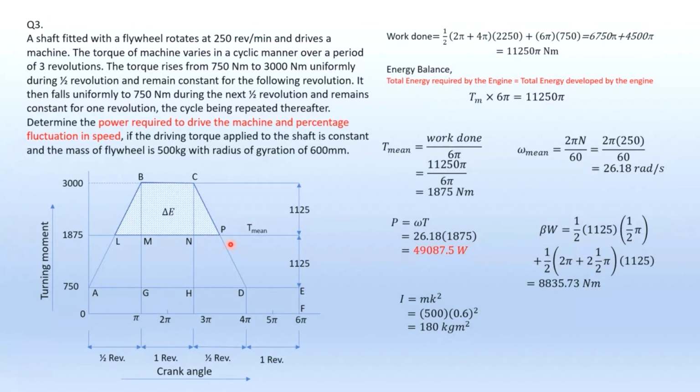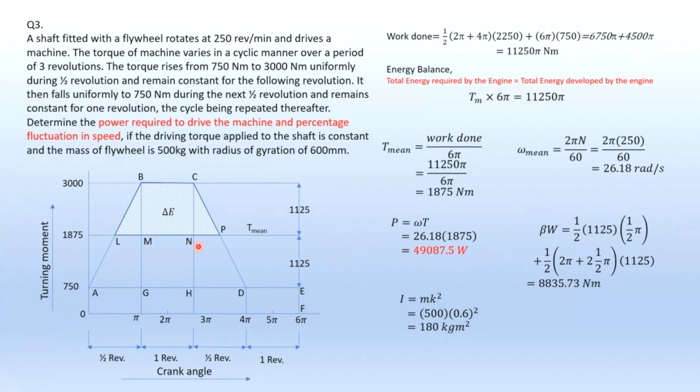Otherwise, remember this. The beta W, that means the greatest fluctuation of energy, usually is taken based on the largest area which is above the mean torque line. This is your mean torque line. The largest area above would be your beta W, the greatest fluctuation of energy, in the short way. In the long way, you have to consider area by area, so you have to find out the area of each section.